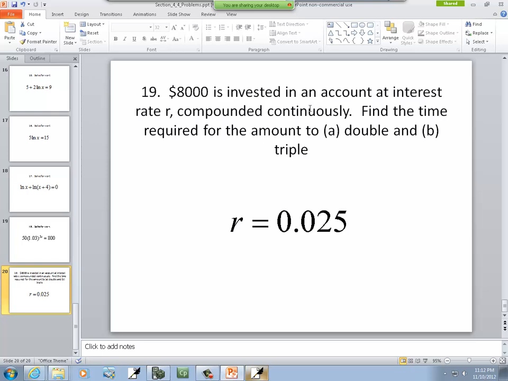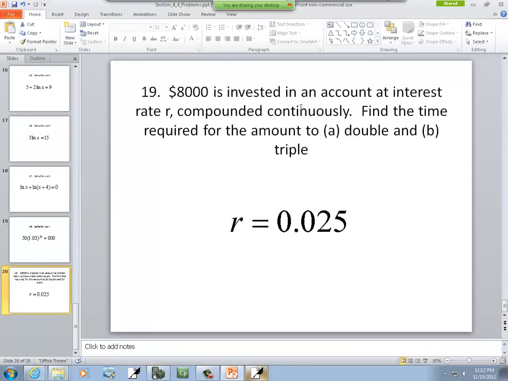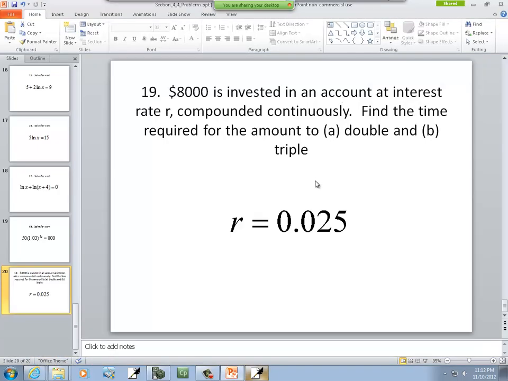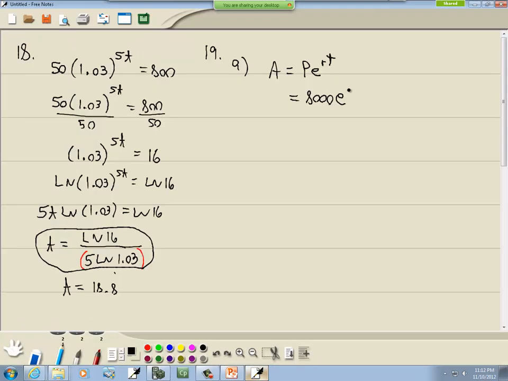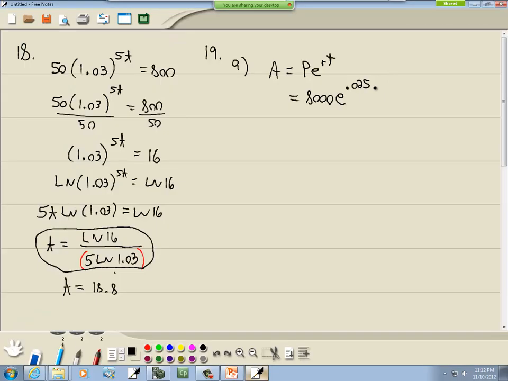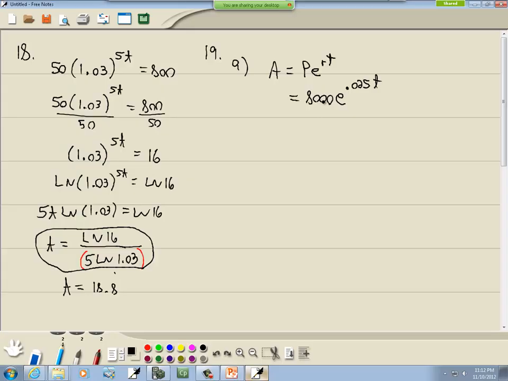Now A is your ending amount. It doesn't tell us the ending amount; we'll come back to that. P is our principal, or beginning amount, how much you invest, which is 8,000. And r is 0.025. And then we're wanting to find t, so that's just t. Now this is part A, which says double. Well, if I put 8,000 in and I want it to double, that means this is going to be 16,000.